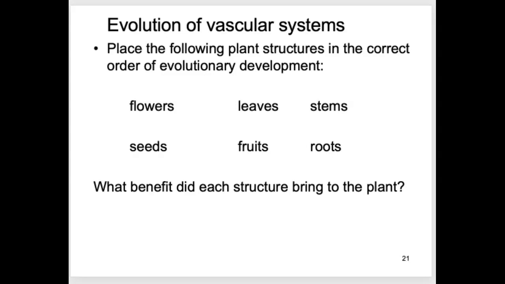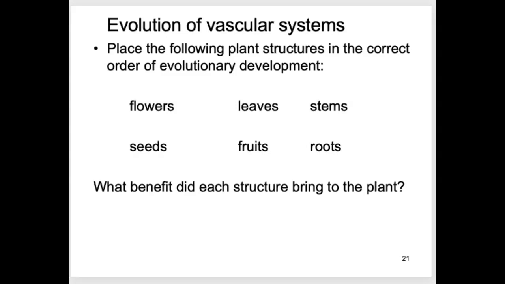So what I want you to do is pause the video, and then I want you to write 1, 2, 3, 4, 5, 6 next to these structures in the order you think they evolved. What is the very first evolutionary adaptation that would be necessary for a vascular plant to evolve? And then we're going to talk about it, and I'll go through the order.